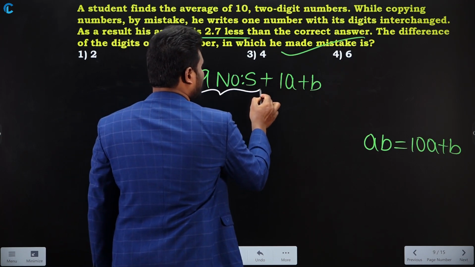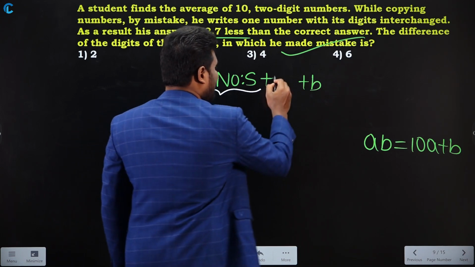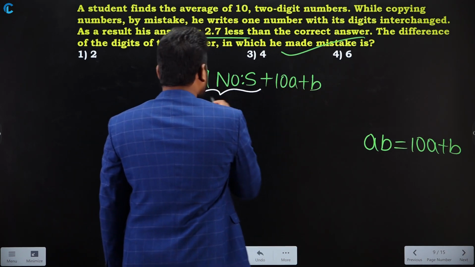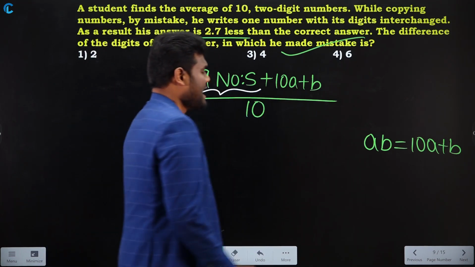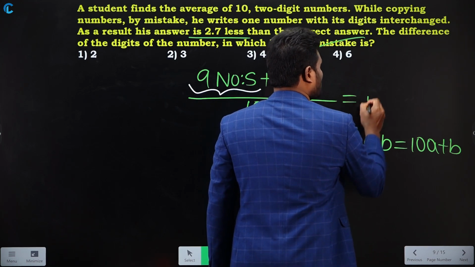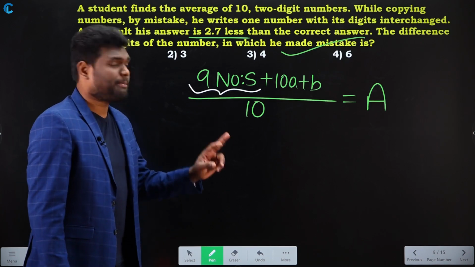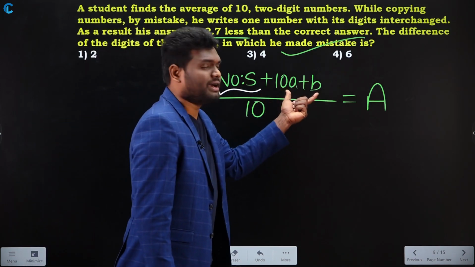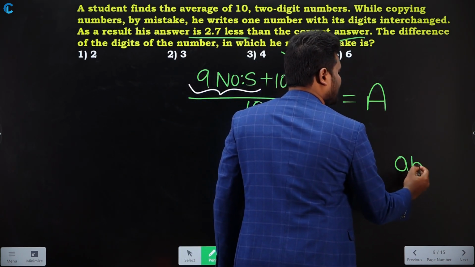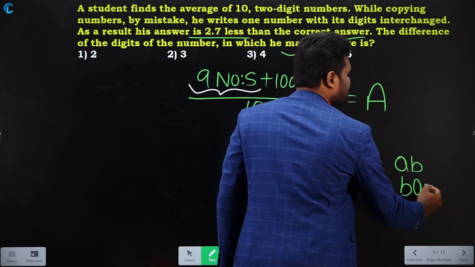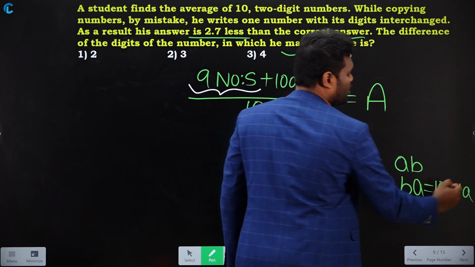These are the 9 numbers and this is our 10th number. So the 10th number is 10A plus B. Now as it is an average, divide by 10. In total you have 10 numbers, so divide by 10. Now what is the average of all these numbers? We do not know the average. Let us assume the average as a. Now what happens if this number's digits are interchanged, which means AB is written as BA? If AB is written as BA, then BA can be written as 10B plus A. Yes or no? Interchange.